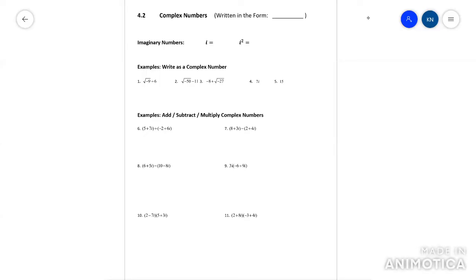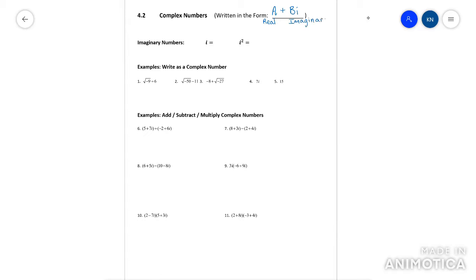Okay, this video is going to cover complex numbers. Basically, complex numbers look like a plus bi. This a is the real part of it, and the bi is the imaginary part of it.